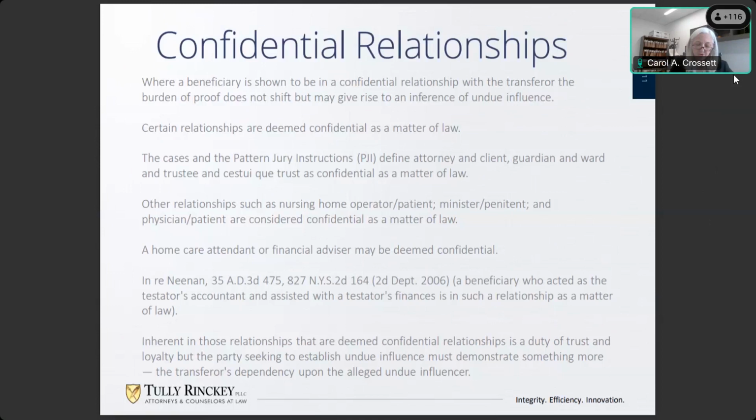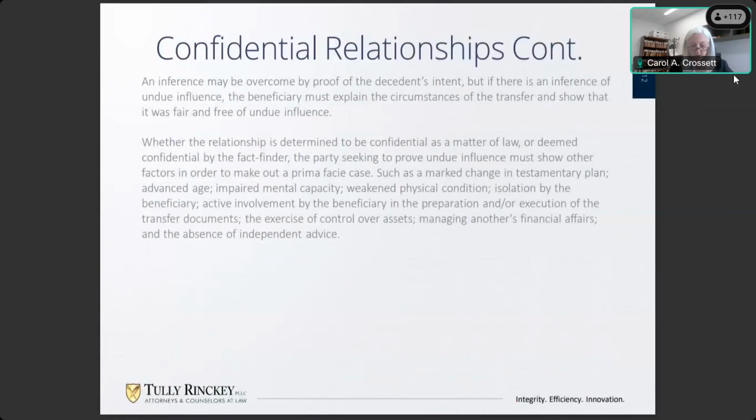It goes to the fact that the transferor becomes dependent, oftentimes solely dependent, on the alleged undue influencer. And an inference may be overcome by proof of the decedent's intent and other factors. But if there is an inference and there's a confidential relationship, the beneficiary has to explain the circumstances of the transfer to show that it's fair and free of undue influence. Sometimes there's a question, really a fact, related to this issue.